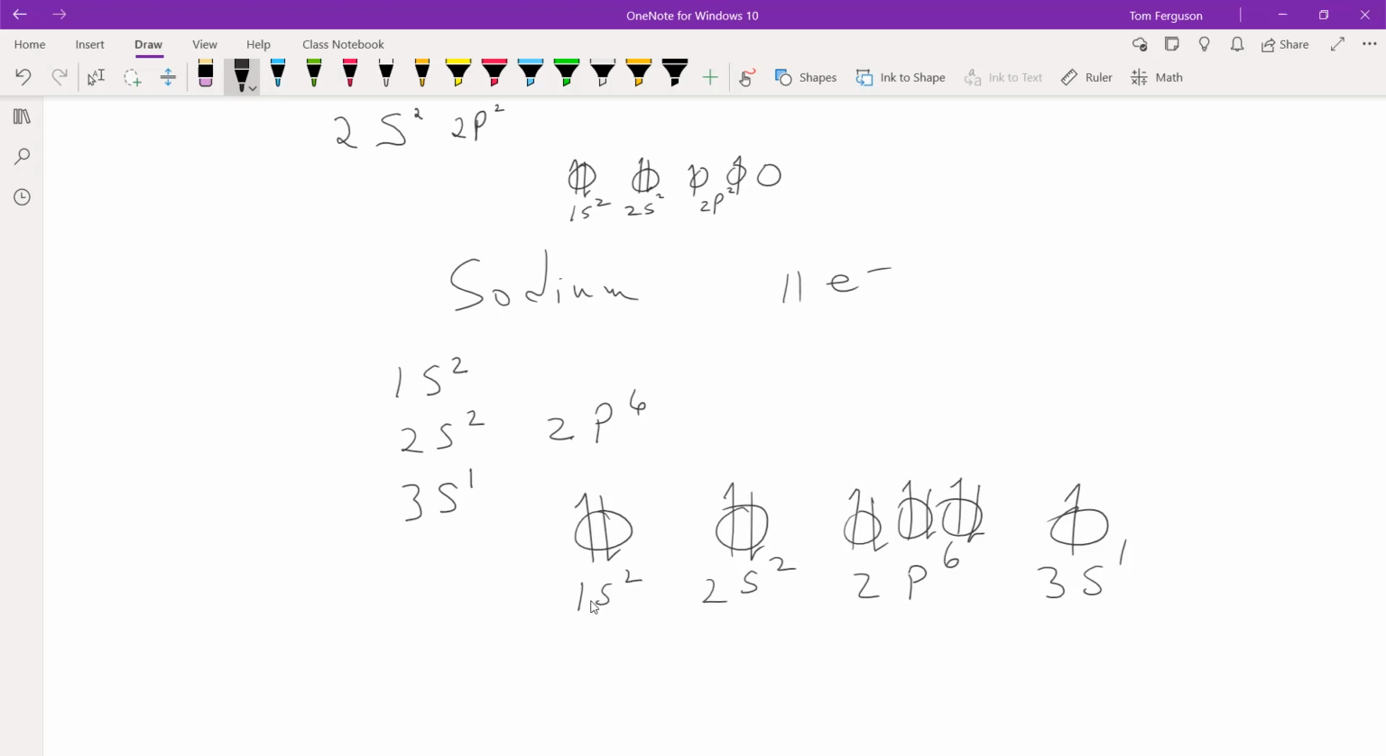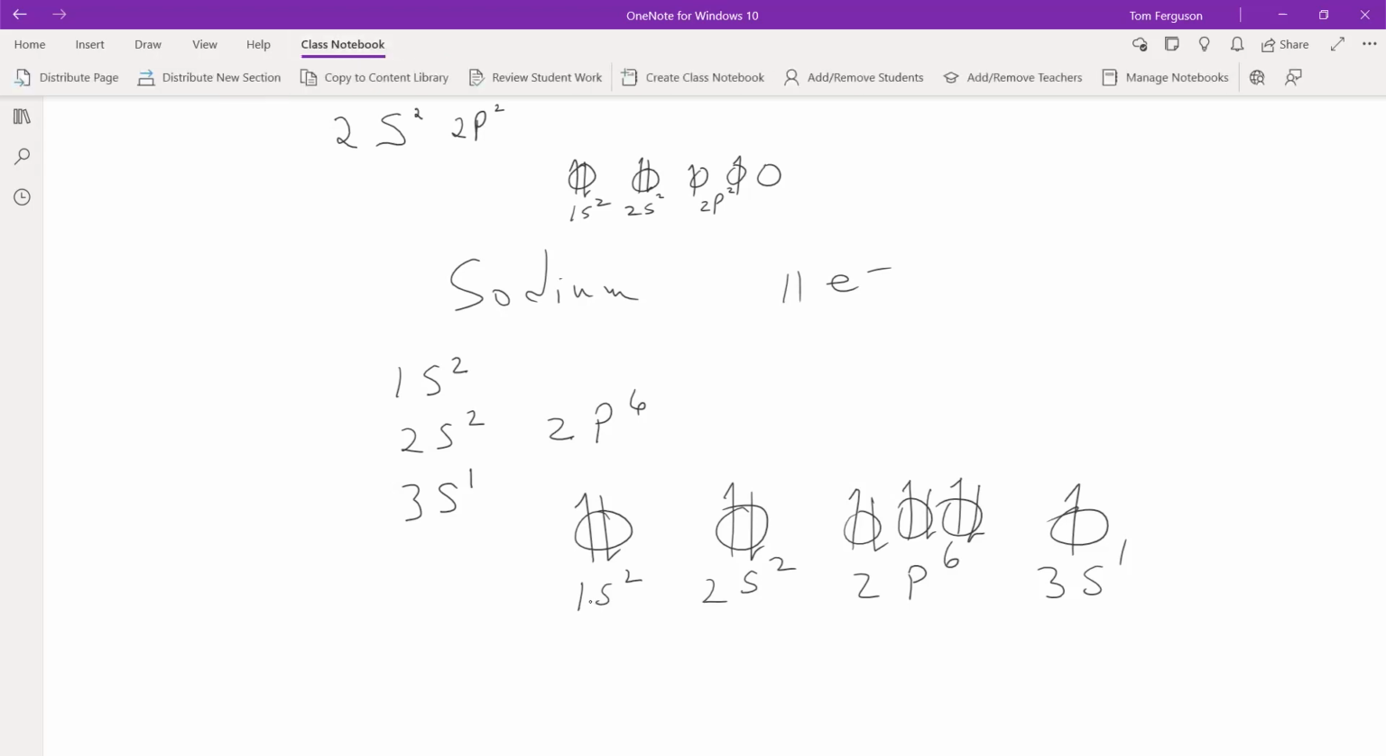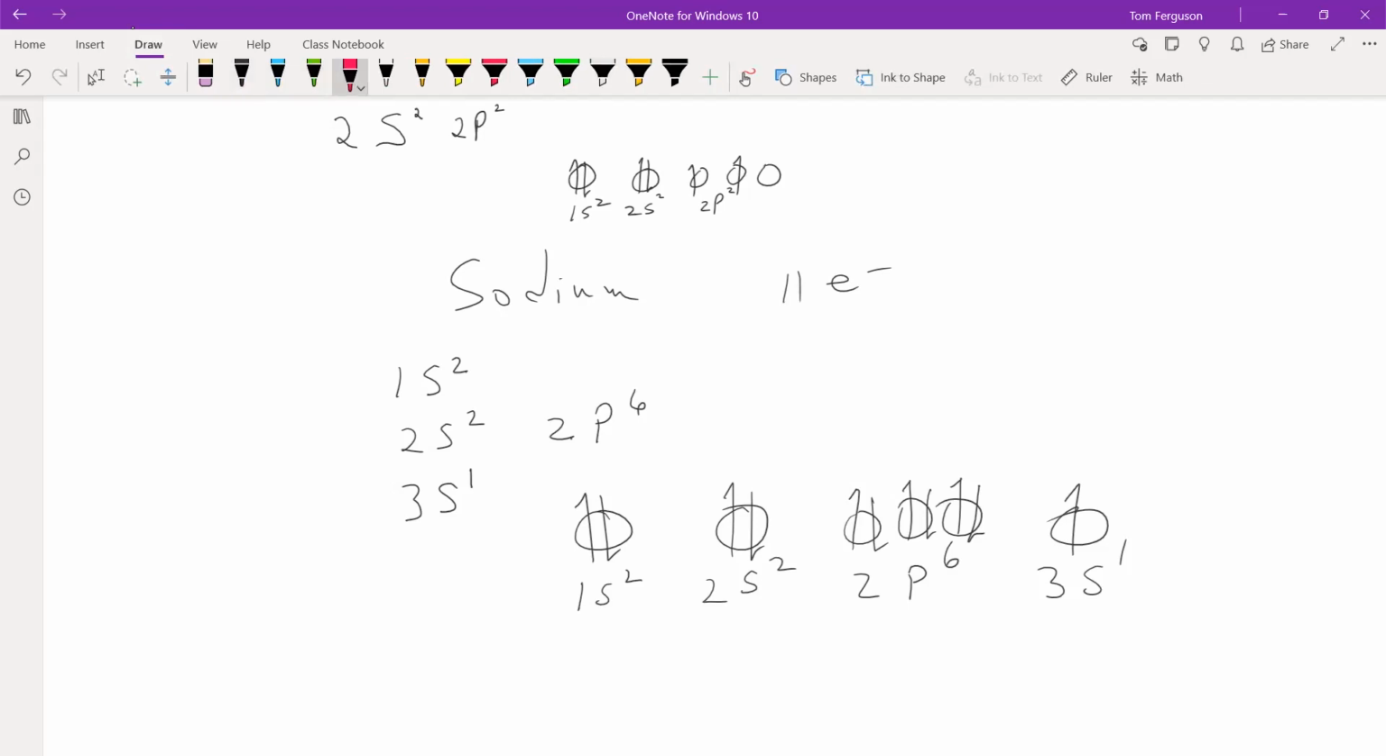So this is what makes up the core electrons. Notice that all the orbitals are full. That's why the core electrons are so stable, is the orbitals are all full. And if you look at the inert gases, which we are in a second here, everything is full.